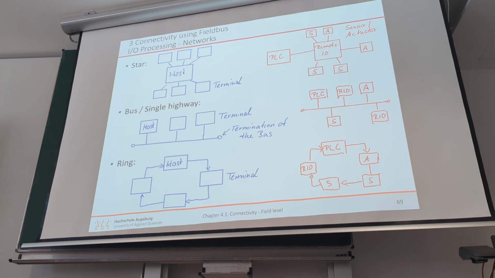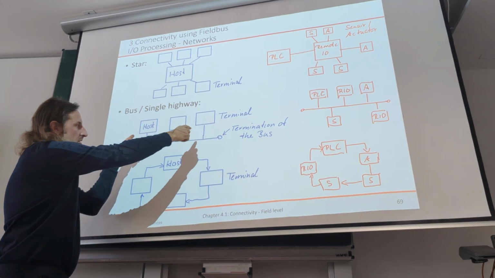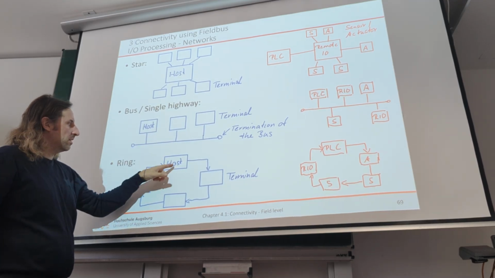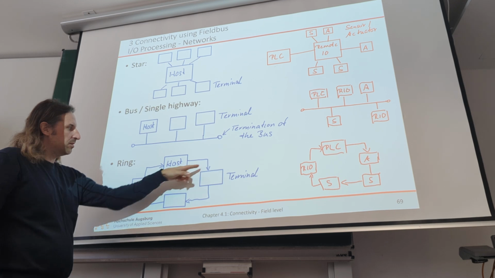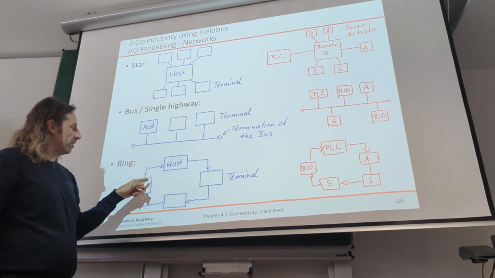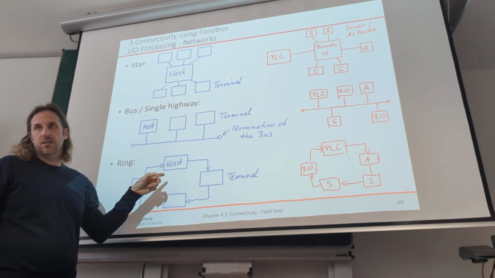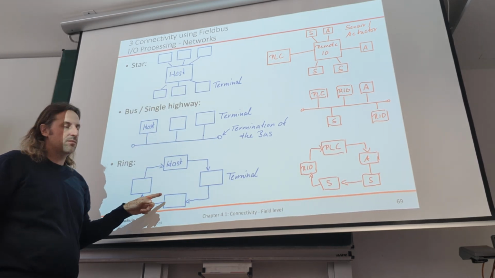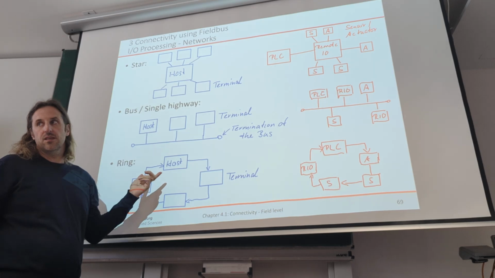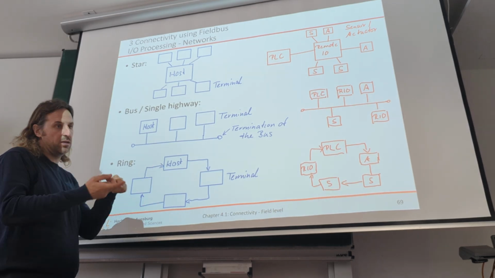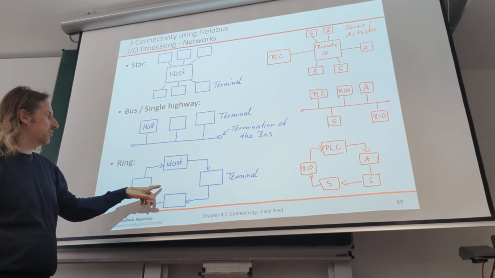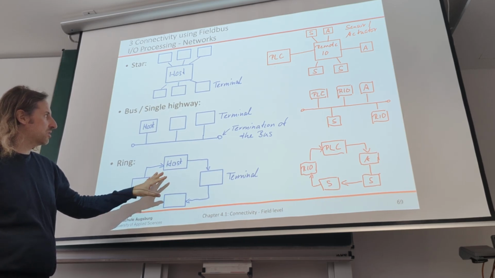So the ring is kind of different, because the terminals sit in between. But if we would break the ring on one side, then they would be in a line. So the ring has some redundancy. If one of the cables breaks, it could go the other way. That's why they like to use it in automation systems.